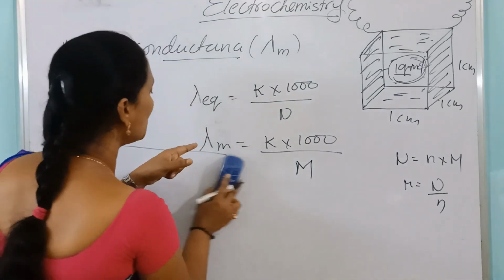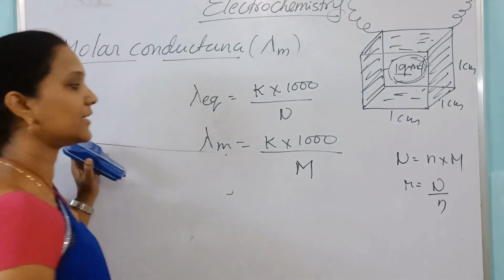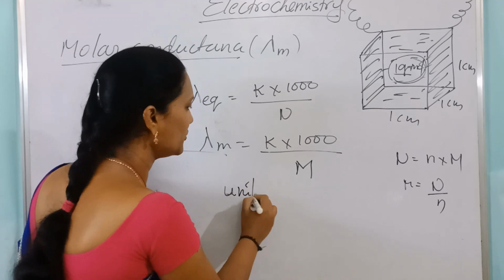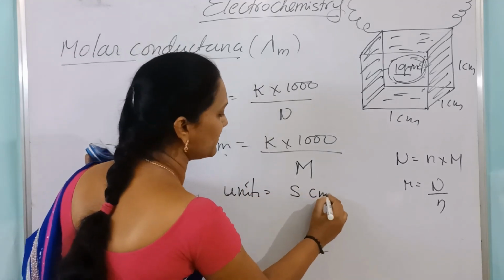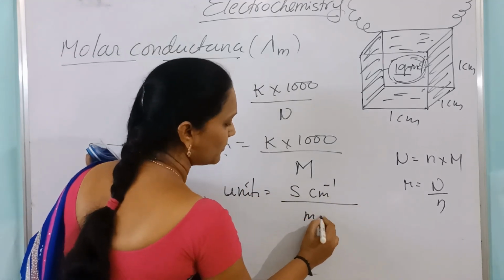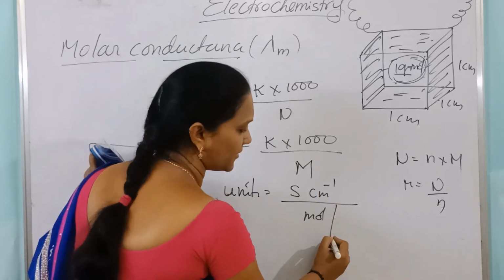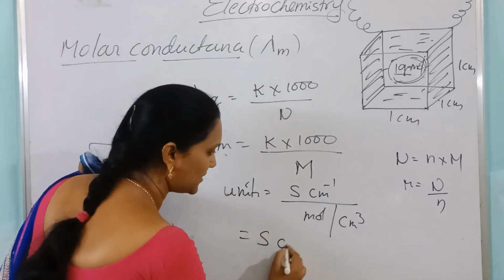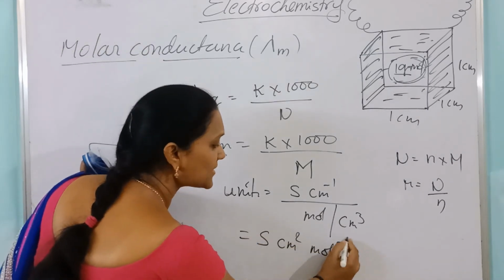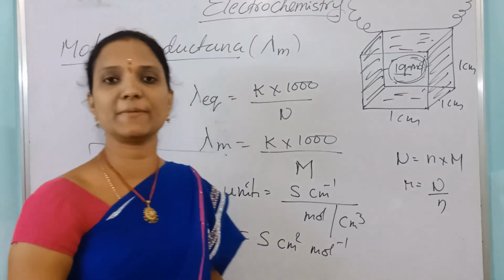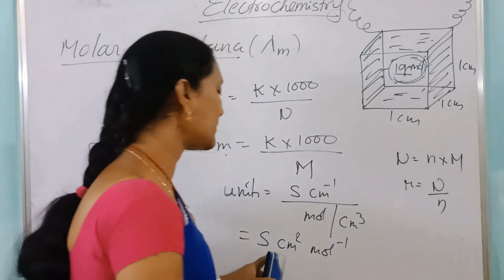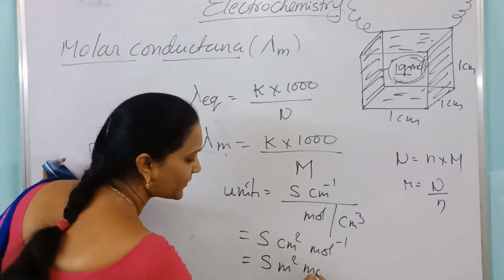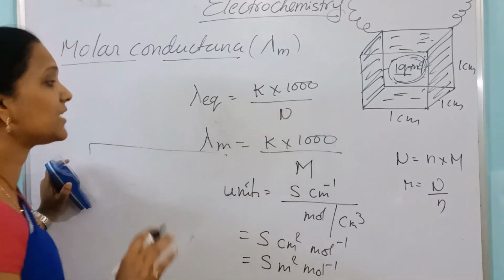Now molar conductance is equal to K into 1000 by M. What are the units of this? K is in Siemens per centimeter, and gram mole per liter is centimeter cube, cc. So the units are Siemens centimeter square mole inverse. There, for equivalent conductance, it is Siemens centimeter square gram equivalent inverse. Now here it is gram mole inverse. If given in meters, Siemens meter square mole inverse. Now we should get meter square.